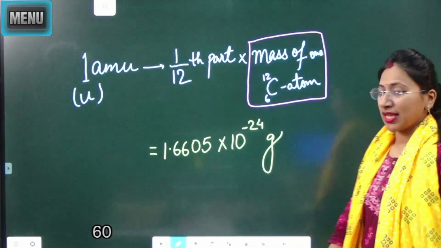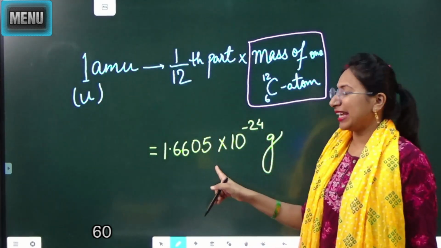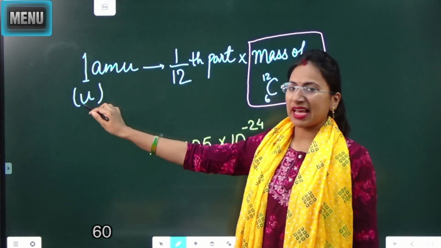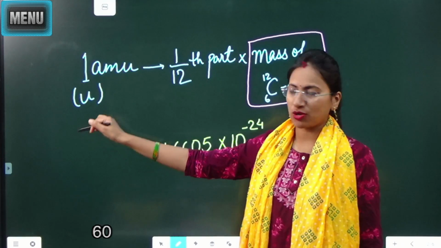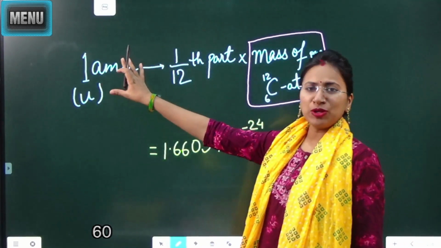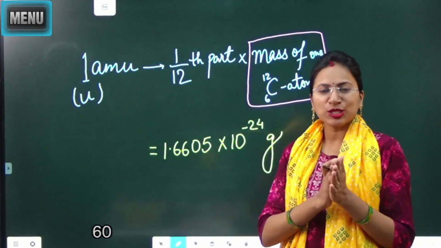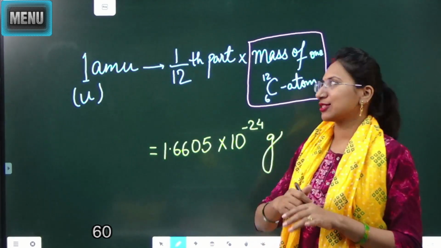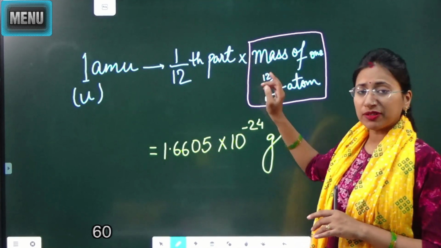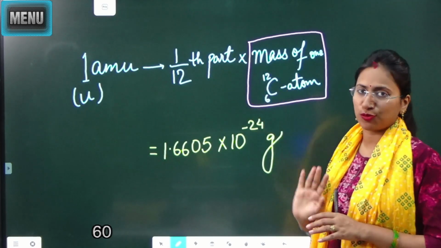Alright, so let us start with the value of AMU. AMU denotes atomic mass unit. It can also be written as 1U, one unified mass. AMU or U can be written. AMU was defined as exactly the mass which came out as 1/12 part of mass of one atom of C12 isotope. It is the most abundant isotope of carbon.